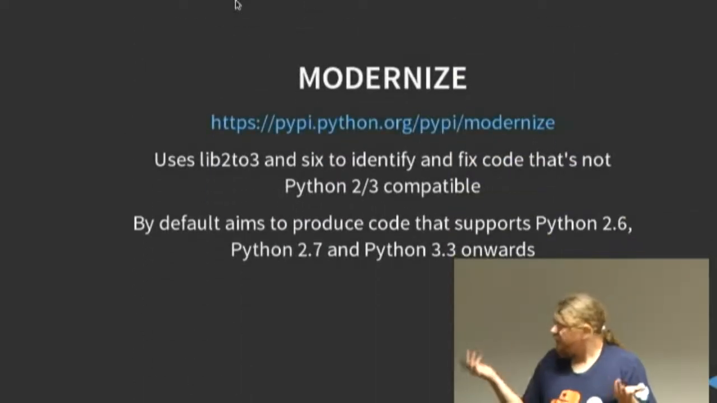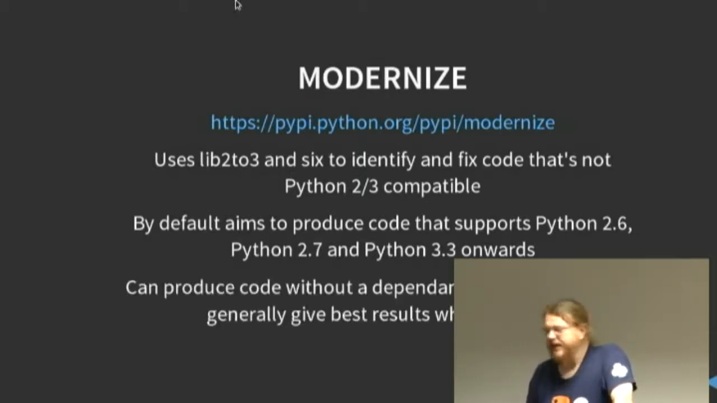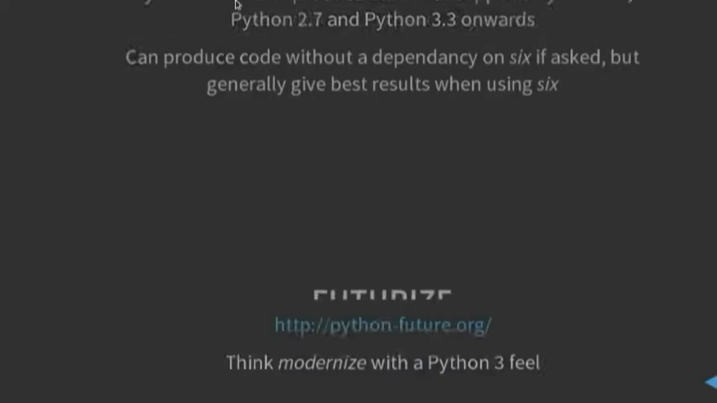So the transpilers, the ones recommended: Modernize, which uses lib2to3 fixes and adds a lot of dependencies on six to fix code that's not 2-3 compatible. It aims to support code that supports 2.6, 2.7, and 3.3 onwards. Really, there's no point in supporting 3.2, and no one cares. But 3.3 is quite bad, 3.4 is better, and so on. It can produce code without a dependency on six if you ask it to, but you get your best results if you just live with six. And I already said six is fine.